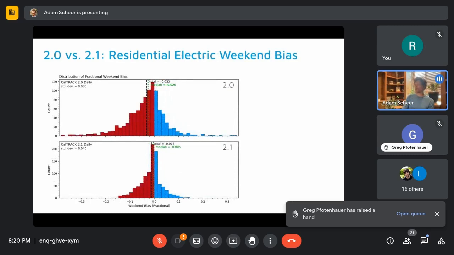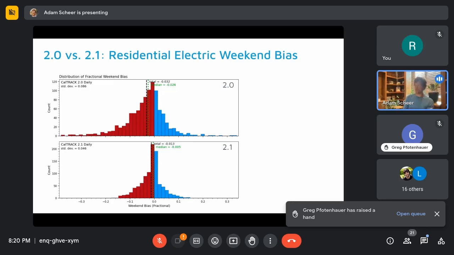So I'm going to switch gears here and talk about weekend weekday bias, and we're now looking at electric meters. These are residential electric meters, and the top plot again is 2.0. In this case, we see that there's a bias downward, a negative bias in weekend data points of -3% across the population. That's reduced to 1% in 2.1.